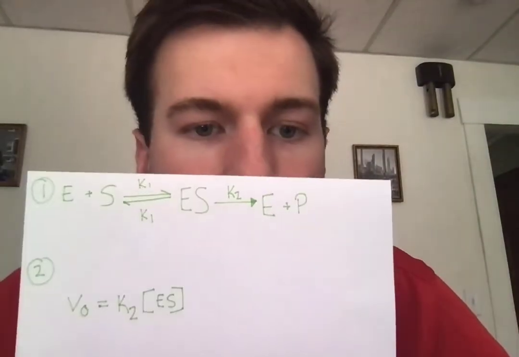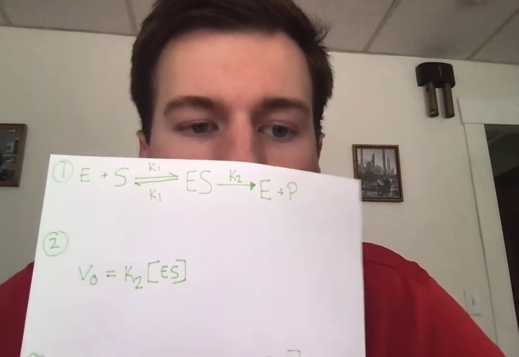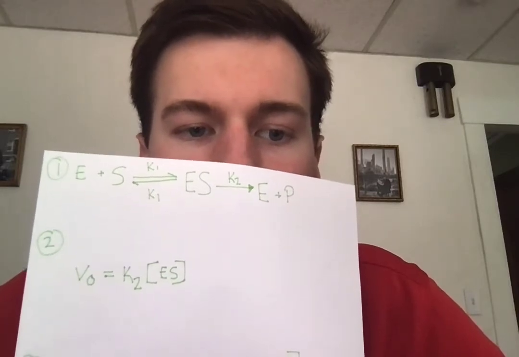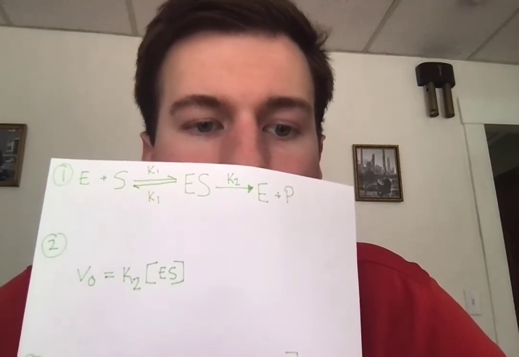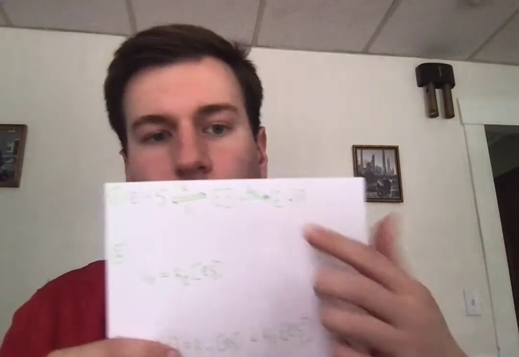K1 here is the rate constant of the forward first step, and K negative 1 is the rate constant of the backward first step as well. And then lastly, K2 is the rate constant of the second step, which I have written here in step 1.